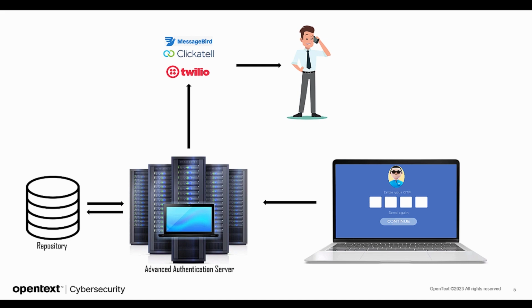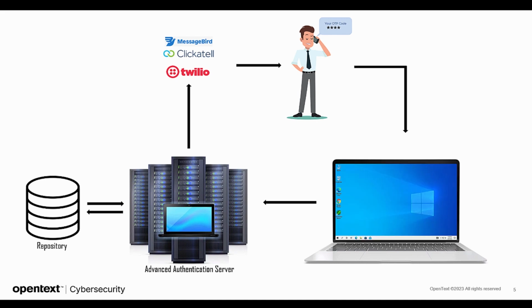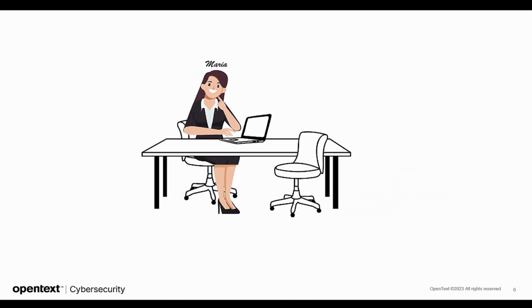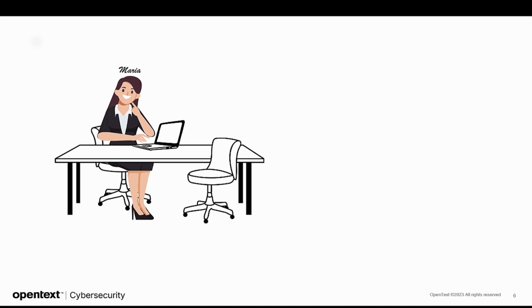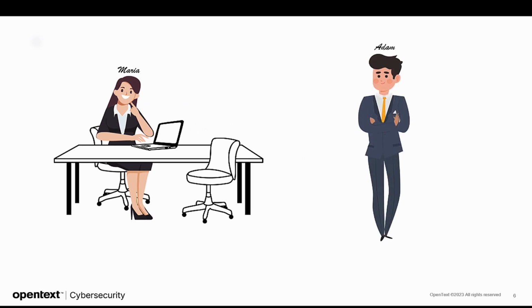The user picks up the phone, listens to the call, and specifies the OTP in the password section as a response to the advanced authentication server. AA server validates the OTP and authenticates the user to the device. Let us consider an example of Maria Belafonte, who wants to log into the Windows workstation by using the voice OTP method as the second factor authenticator. Meet Adam Mandari, who configures the voice OTP method for Maria.